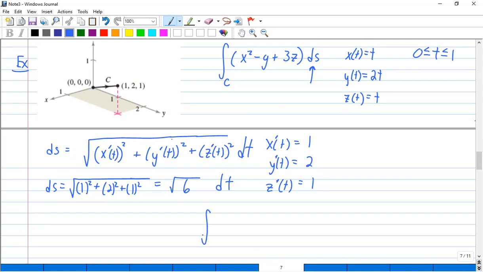So when I rewrite my integral now, this is going to be the integral of, if x is equal to t, then what will x squared be equal to? t squared, right? Minus y, which is 2t, so minus 2t. Plus, and then z is equal to t, plus 3t, all dt. And this part right here, the ds, is square root of 6 dt, a constant. So I can write that in front like that. You can write it behind if you want to, but it means the same thing.